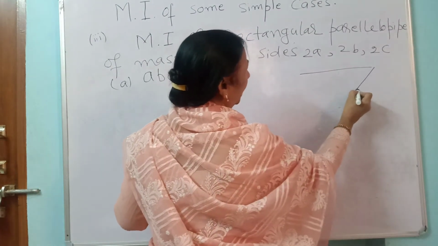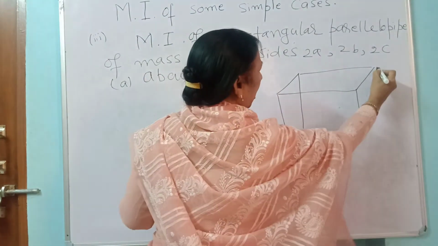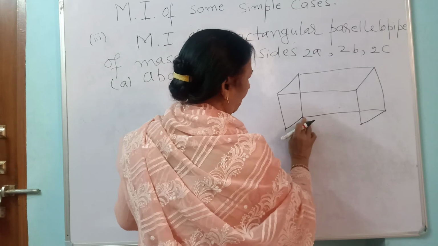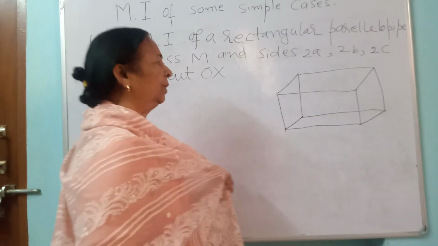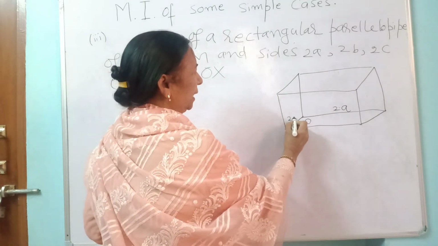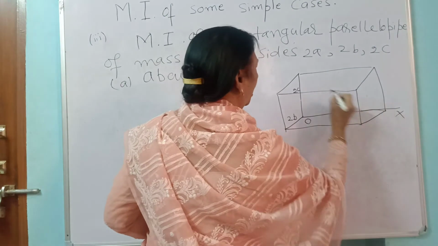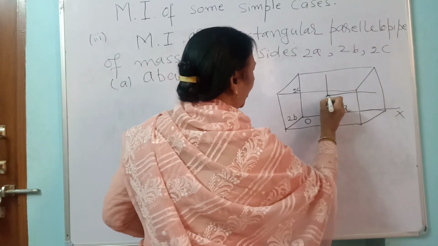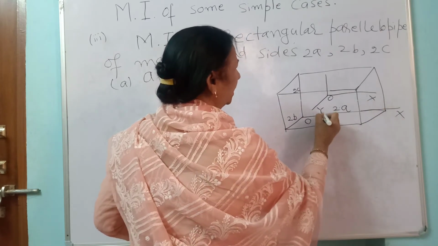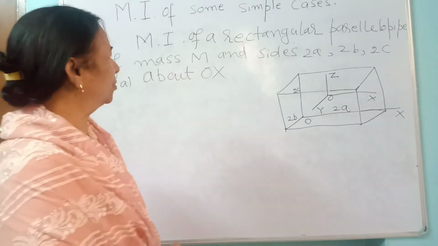Now, we have to draw a rectangular parallelepiped. So this is our rectangular parallelepiped, sides are 2A, 2B and 2C. Draw the axes like this. This is your x-axis, this is your y-axis, this is your z-axis. So that is the figure. Now, the same procedure we will apply.